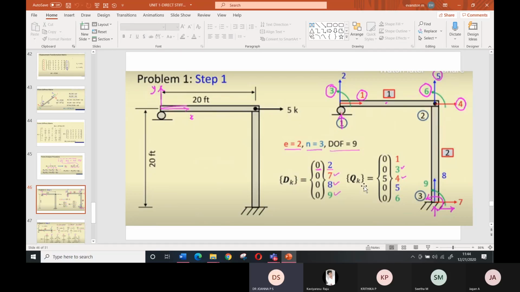Then if you move on to the forces, 1, 2 and 3, there are no forces. Only along the direction of 4, you have a load of 5 kips. 5 kips is there. So along the direction of 4, I have given the force for the first member. So just note down this diagram.